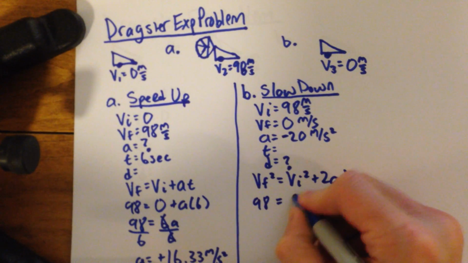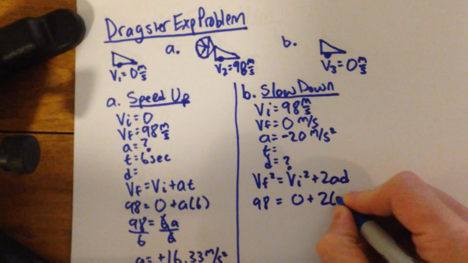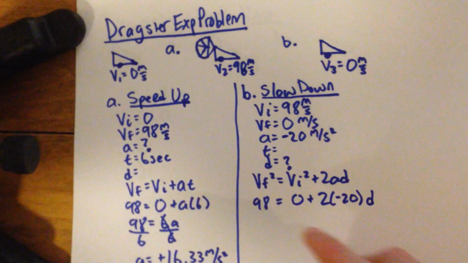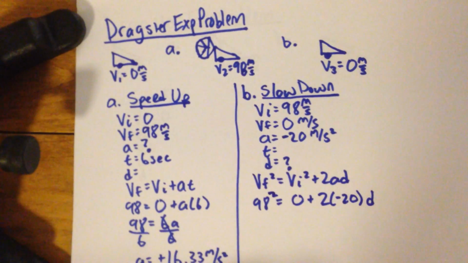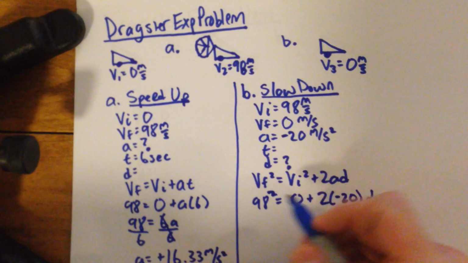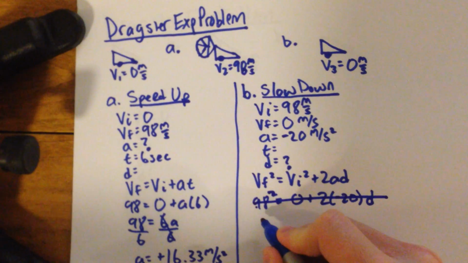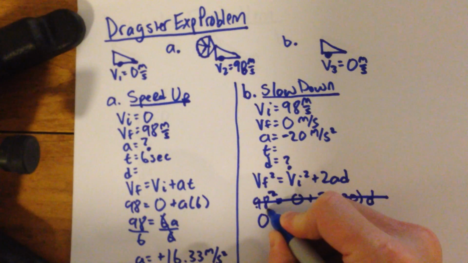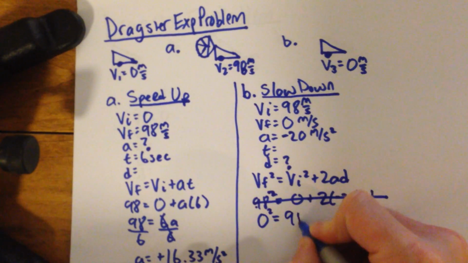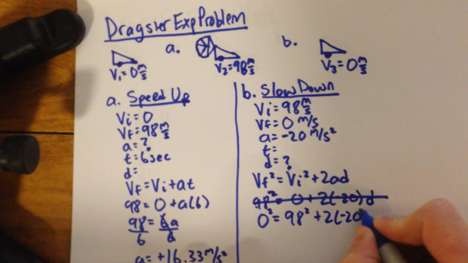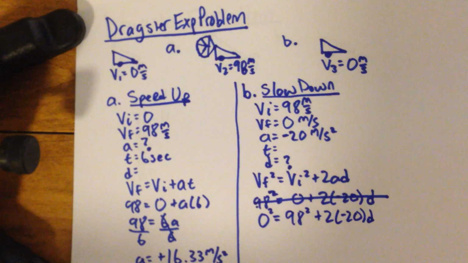98 equals 0 plus 2 times negative 20 D. Alright. Sorry, that 98 should be squared there. The 0, did I make a boo-boo? I think I mixed up my initial and final velocities. So let's re-plug in again. 0 is my final velocity. 0 squared is still 0. 98 is my initial, plus 2 times negative 20 D. There we go, that's correct now.